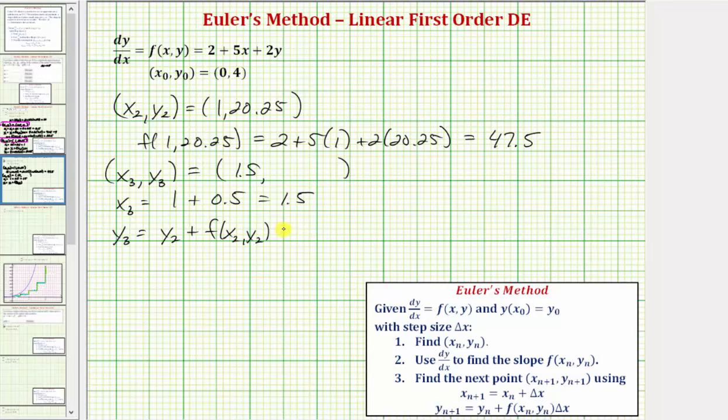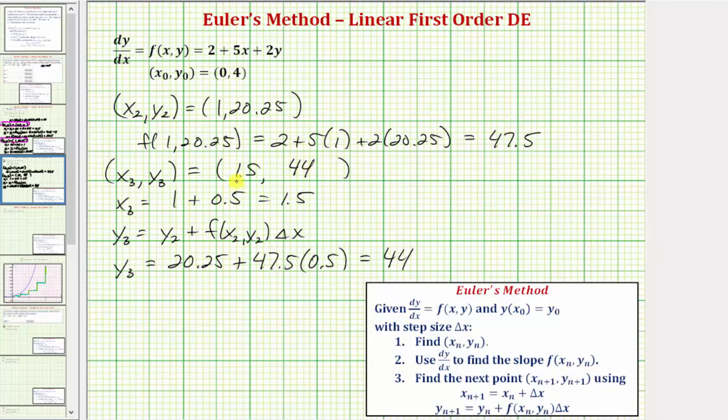And now y sub 3 is equal to y sub 2 plus f of x sub 2 comma y sub 2 times delta x. So we'd have y sub 3 is equal to y sub 2, which is 20.25, plus f of x sub 2 comma y sub 2, which is f of 1 comma 20.25, which is 47.5, times delta x. To save some time, I've already worked this out. It comes out to 44. So x sub 3 comma y sub 3 is 1.5 comma 44.